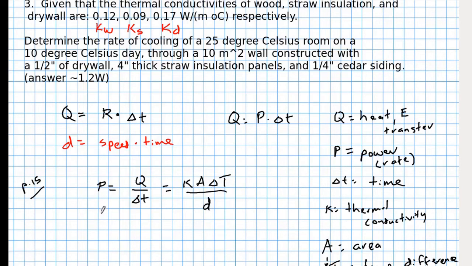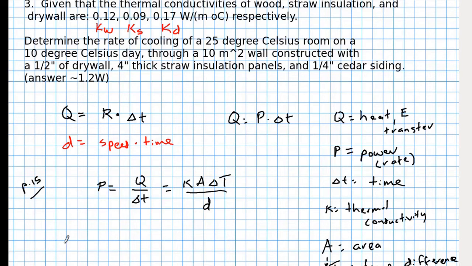So the reason the D is on the bottom of this is that the thicker the material, the slower the rate of energy transfer. So you can see the K and the A and the delta T are all on top of this fraction. That means as those get bigger, the rate at which energy is being transferred through the material goes up. The D is on the bottom because as that gets bigger, the thickness of the material gets bigger, you get slower energy transfer.